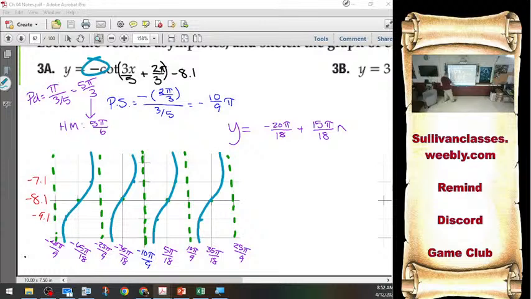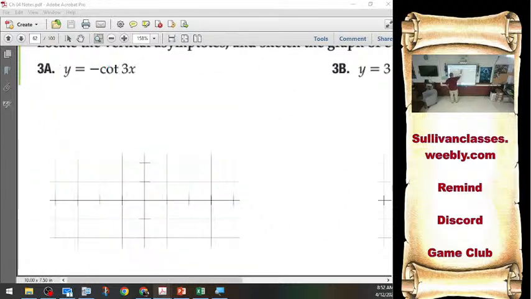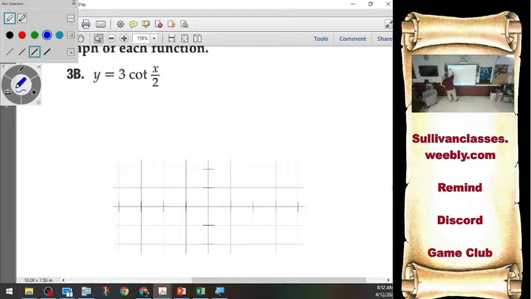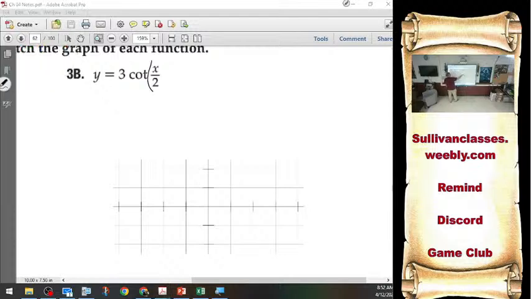Okay, so let's try that again, but remember an actual pi. There. Chop, chop.